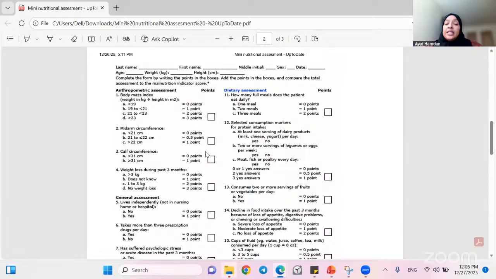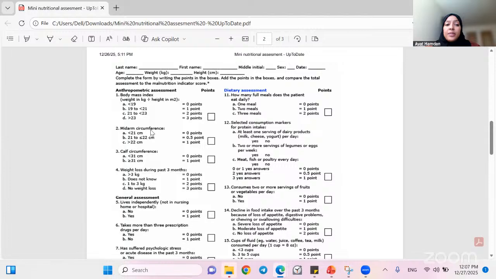This is 18 questions, so it's a little bit lengthy, and it has subsections. So the first one is the anthropometric assessment, taking into consideration 4 parameters, and the main and foremost is the body mass index. We know how to calculate it, weight in kilograms divided by height in meters squared. So what is the body mass index of the patient?